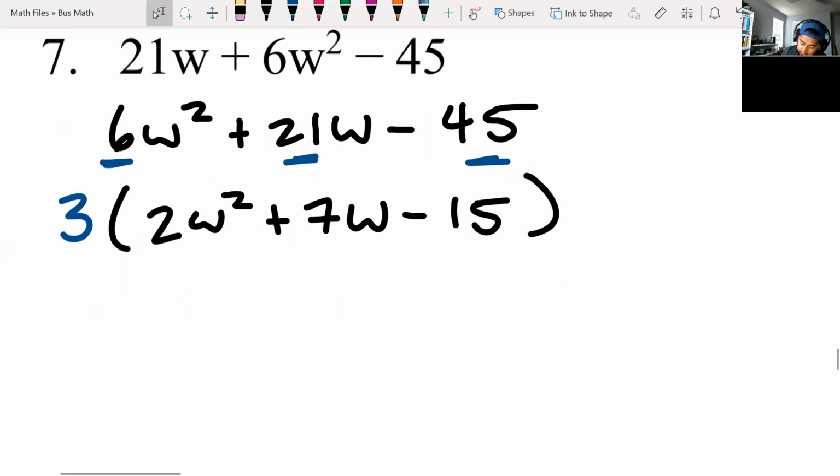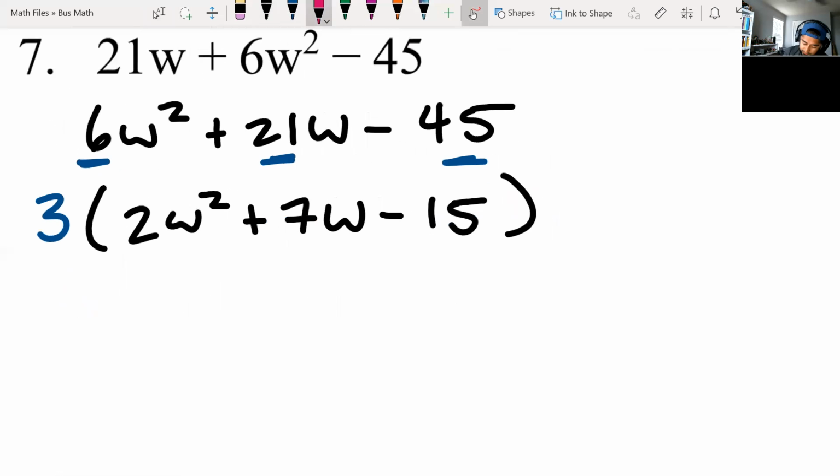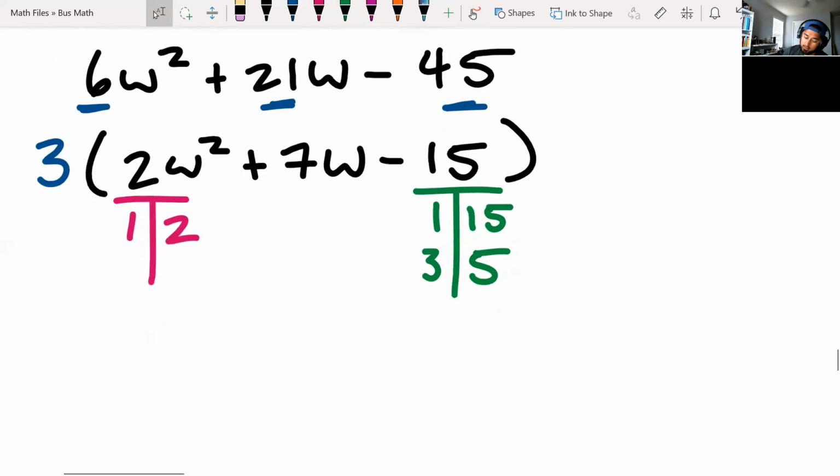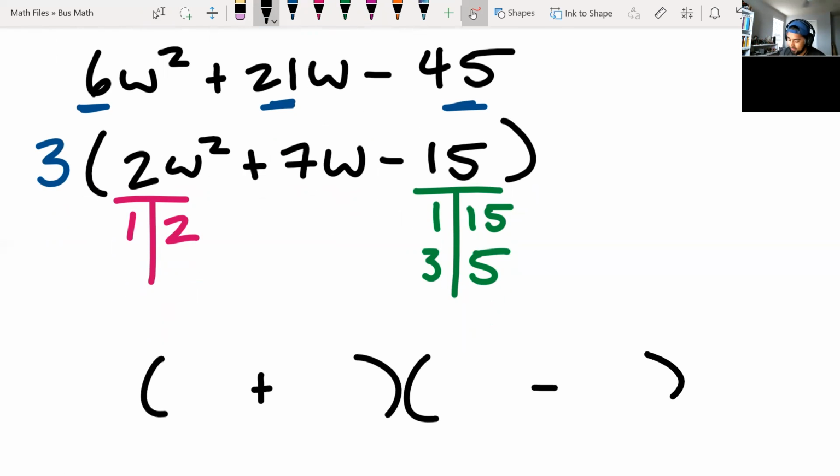Okay. Which means let's go ahead and list the factors of 2. 1 and 2. List the factors of 15. 1, 15, 3, and 5. And then look at the signs of your trinomial. Plus minus means we'll have plus minus. So we'll have something plus a number, something minus a number. And don't forget about who?